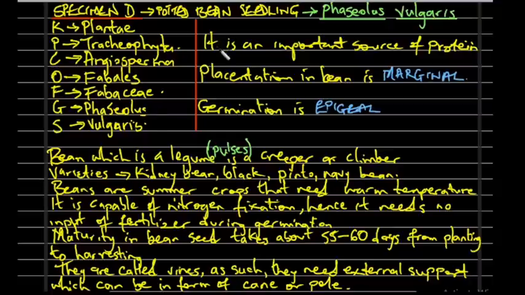Now, it is an important source of protein. This particular crop is a very important source of protein. And the placentation in bean is marginal. That's the placentation that we have in the Phaseolus vulgaris.